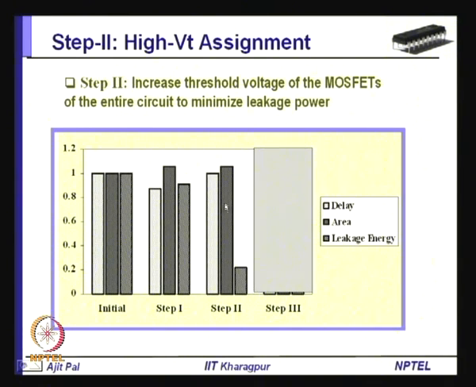So, this is what is being done, and you can see at the end of step 2, there is an increase in area, but now the delay is the same as the original circuit. Because of the use of larger threshold voltage, delay has increased from this value, so delay is now the same as the original circuit, because we are not compromising in performance. However, there is a significant reduction in leakage power because of exponential dependence of leakage on the threshold voltage. We have increased the threshold voltage, and as a consequence the leakage power has reduced significantly.